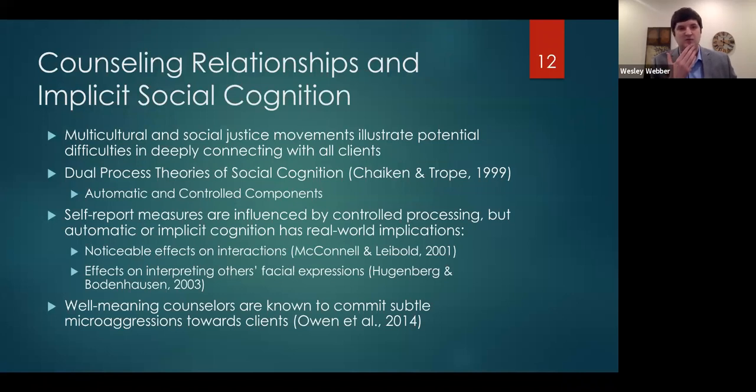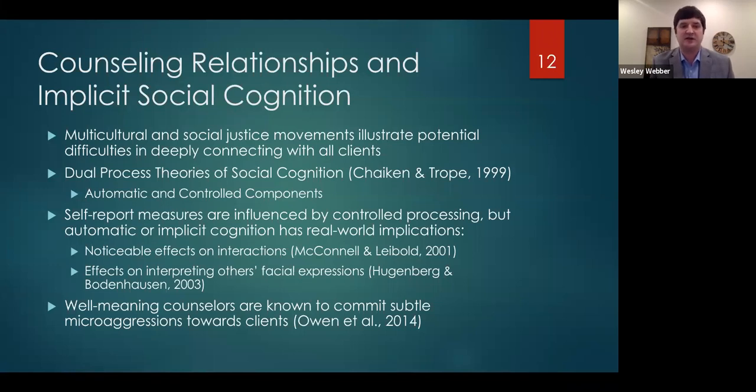Something that we have long cared about in the counseling field is the quality of our relationships with clients. The multicultural social justice movements have really helped show us that deeply connecting with all clients across different culture groups is probably more difficult than we once recognized, and we've come to better understand that in time. Some theories that really help me better understand social cognition and some complexities in working with diverse groups are dual process theories of social cognition.